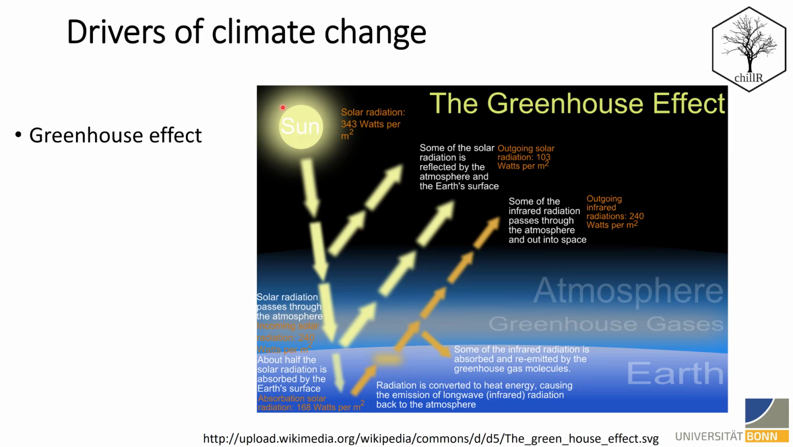Here are some numbers related to this, basically referring to a stationary climate here. We get about 343 watts per square meter from the sun. Some of this is directly reflected back into space by clouds or also by the surface, depending on the albedo. That's where we will lose approximately 103 watts per square meter right away before it reaches the ground.